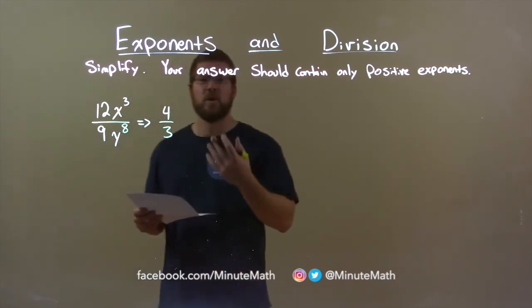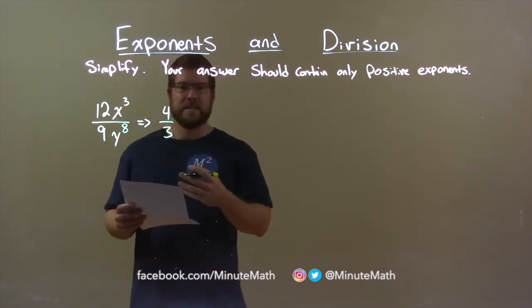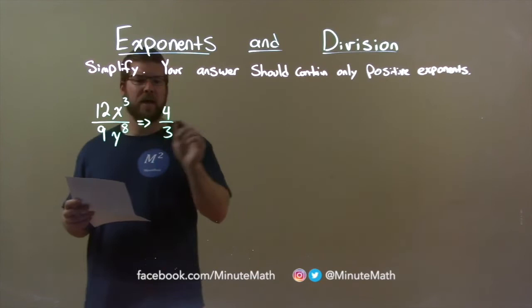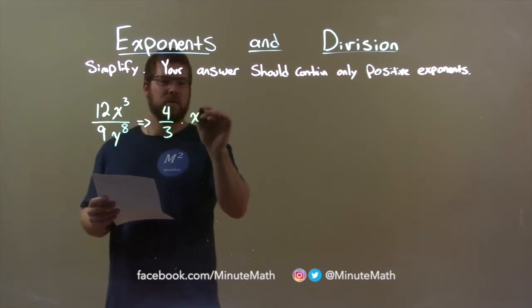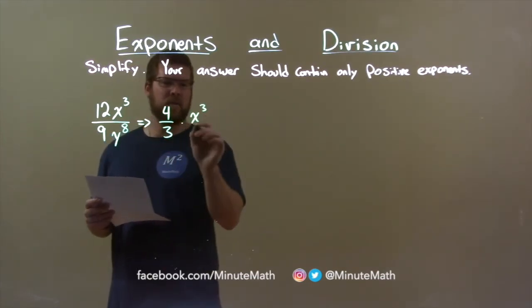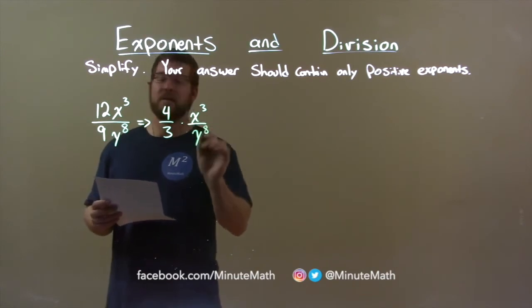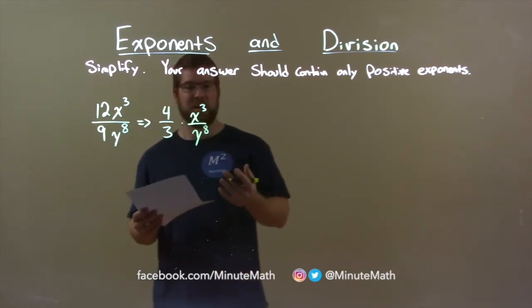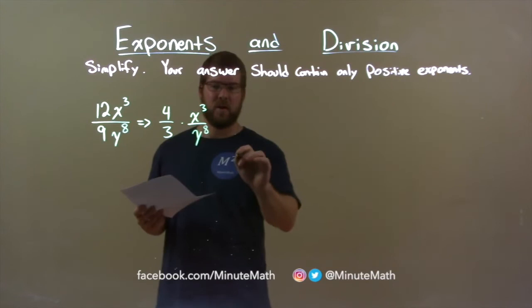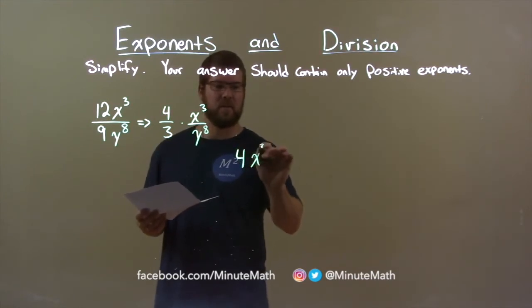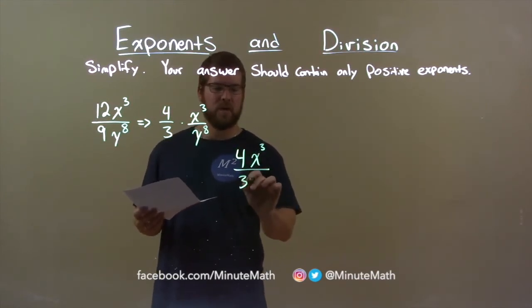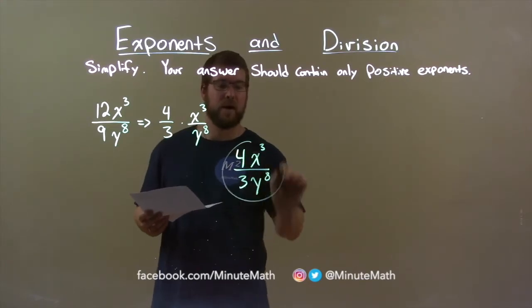Now, let's look at our variables. Well, this one's actually pretty simple. We have an x to the third power in the numerator and a y to the 8th power in the denominator. They are not like terms. We cannot simplify them anymore, and so our final answer is just 4x to the third power over 3y to the 8th power.